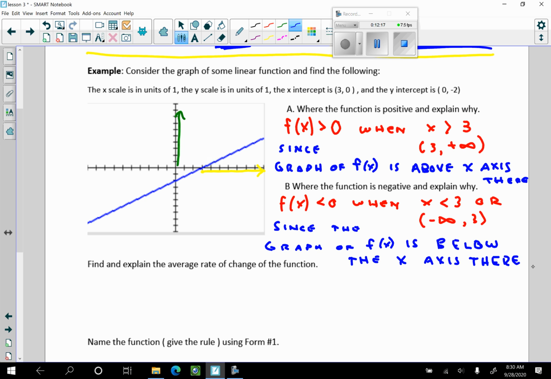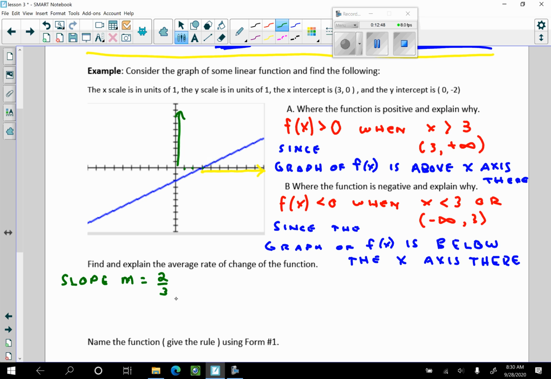Find and explain the average rate of change of this function. So the average rate of change, first thing we're going to do is find the slope m of this line. What is the slope of the line? And this line was given graphically, not analytically. So we're going to use stickman method to find the slope. The slope m is simply going to be up 2 over 3. The slope is 2/3.